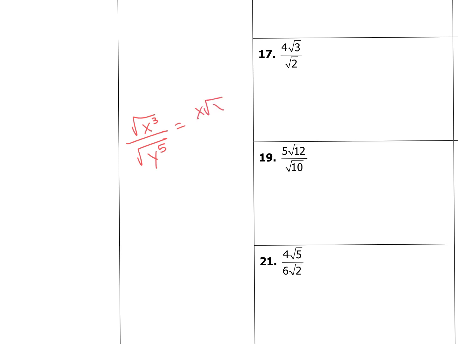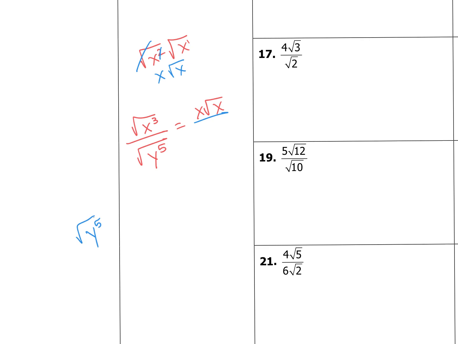All right, so when I take care of the numerator, I know this will become what? x square root x. If you don't know, square root of x to the power of 3, I can break it down to be x squared times x, right? Because 2 plus 1 is 3. And then I simplify each of the parts. Square root and square cancel out, so I have x. And then square root of x to the power of 1 means x square root x.